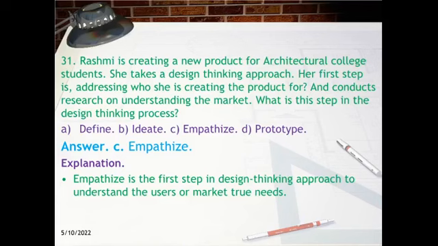31. Rashmi is creating a new product for architectural college students. She takes a design thinking approach. Her first step is addressing who she is creating the product for, and conducts research on understanding the market. What is this step in the design thinking process? A. Define. B. Ideate. C. Empathize. D. Prototype. Answer: C. Empathize. Explanation. Empathize is the first step in design thinking approach to understand the user's or market's true needs.